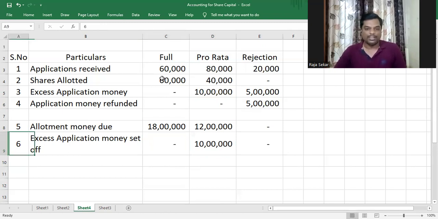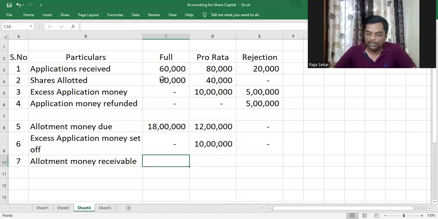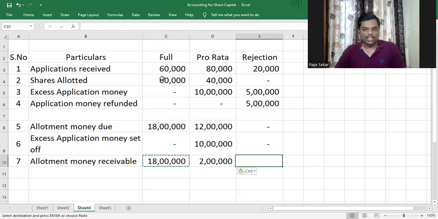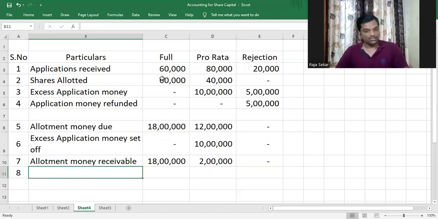For rejection people and full allotment people, there is no excess application money. So allotment money receivable. Allotment money receivable for the full allotment people would be the total amount made due minus the excess application money set off, which is 0. And for pro rata people, it is 2 lakh because the total amount made due was 12 lakh and excess application money set off is 10 lakh, and therefore it's 2 lakh. And for rejection, it is 0, obviously.